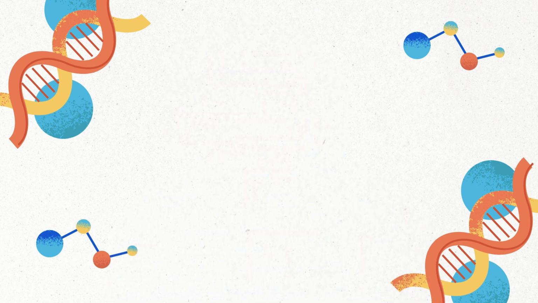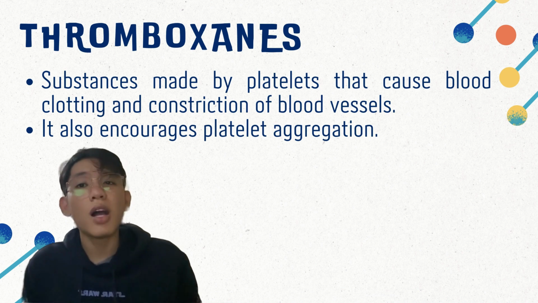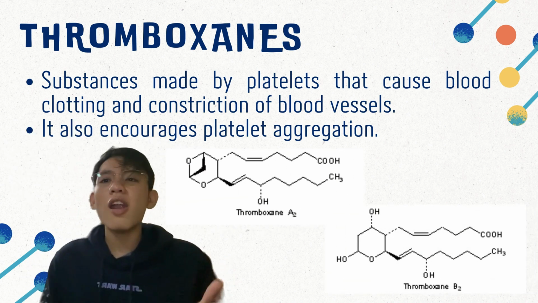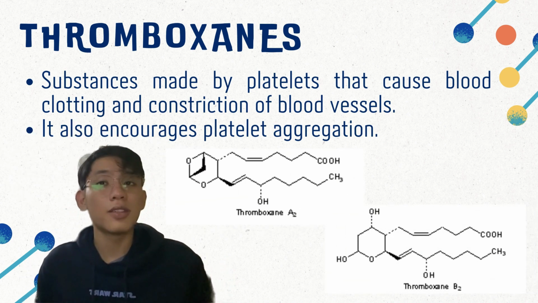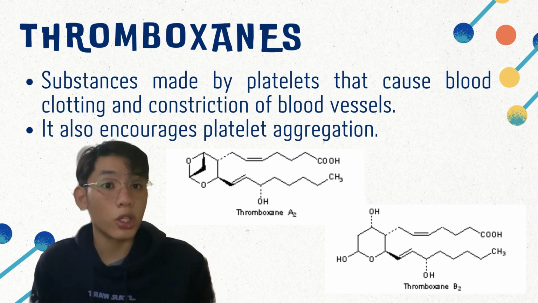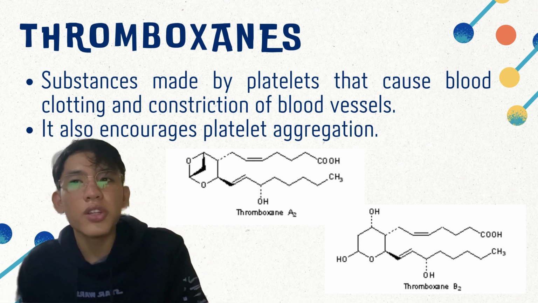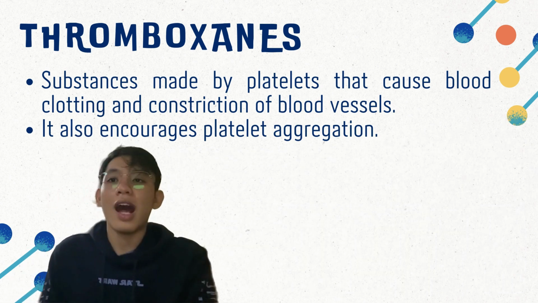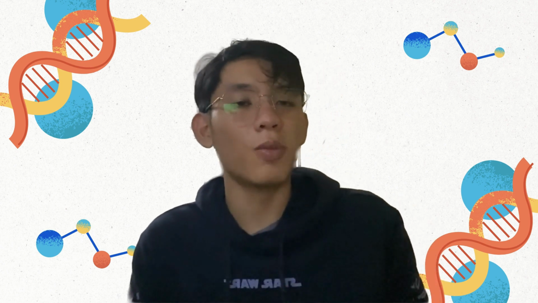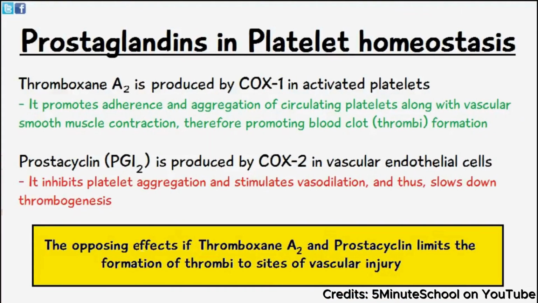Why is that? Well, thromboxanes, which look like these, are actually substances made by platelets that cause blood clotting and constriction of blood vessels. It also encourages platelet aggregation. Allow me to differentiate prostaglandins and thromboxanes in platelet homeostasis. We have two molecules, thromboxane A2 and prostacyclin. Both of them have opposing effects.